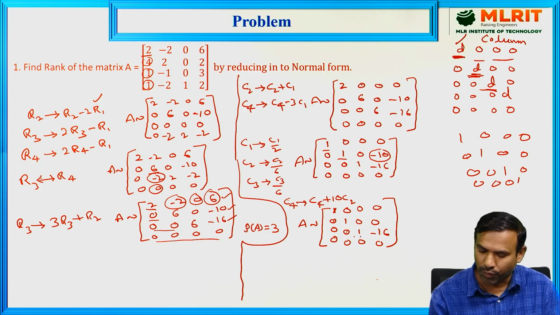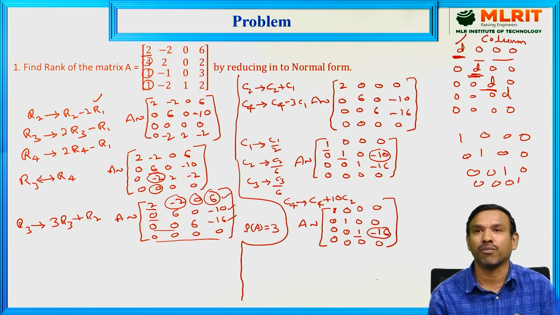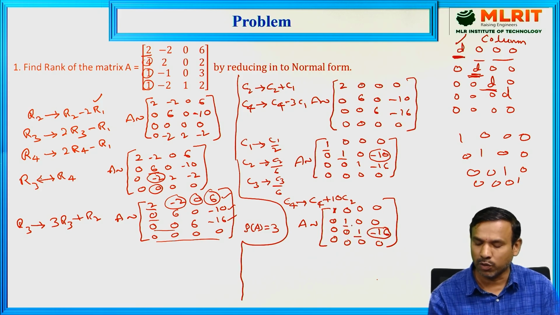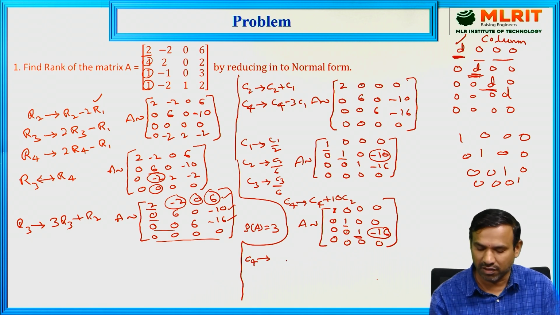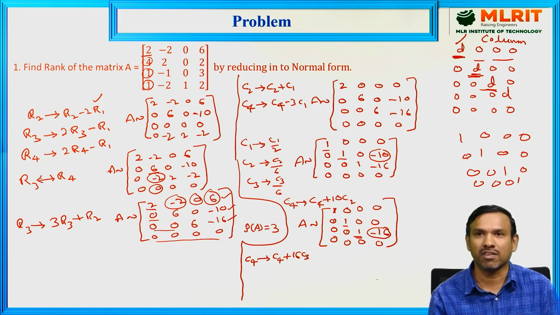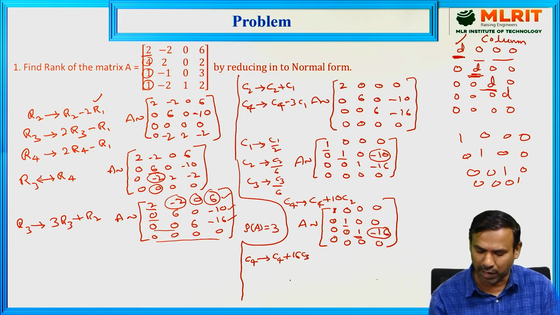And using C3, we have to make C4 0. The C1 side elements are over, the C2 side elements are over. Now C4 implies C4 is minus 16. This also should be plus 16. C4 plus 16 C3, because C3 is 1. 16 into 1, 16. Minus 16 plus 16 will become 0.